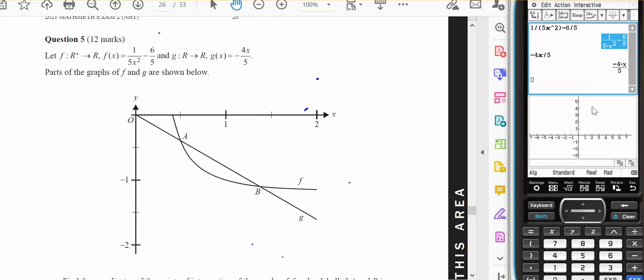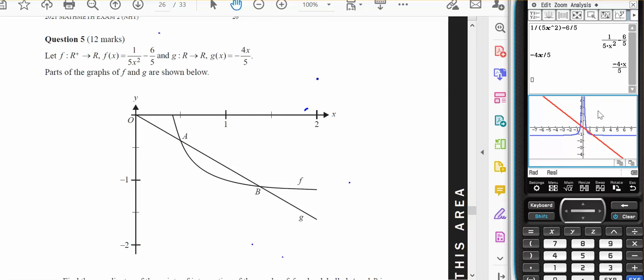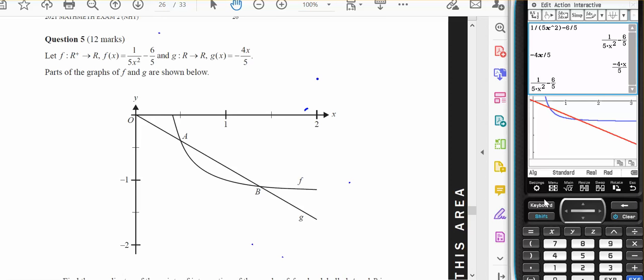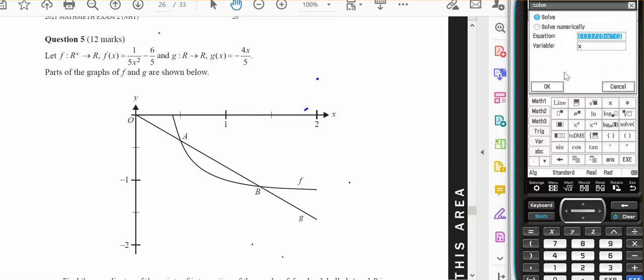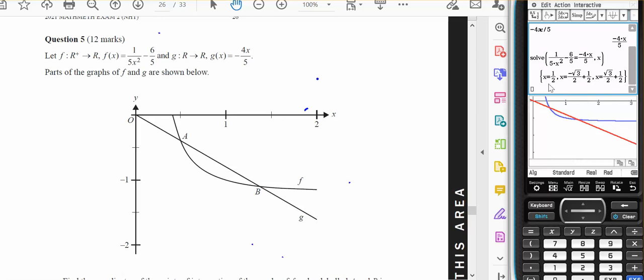Take that one, take that one, and I'm only doing R plus, so I'm only looking at the area down here. Beautiful. And I'm looking for the intersection point, so I'm going to make that equal this. And I'm going to go interactive, advanced, solve for x, okay, make sure I'm in standard.